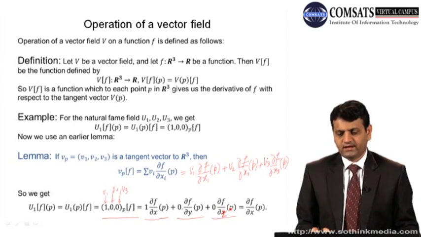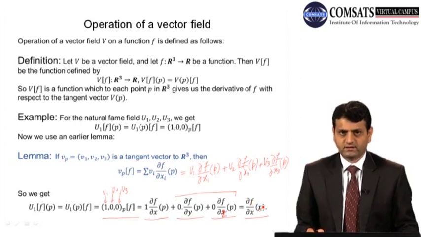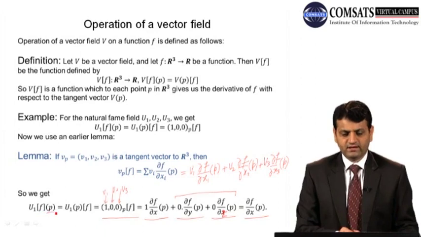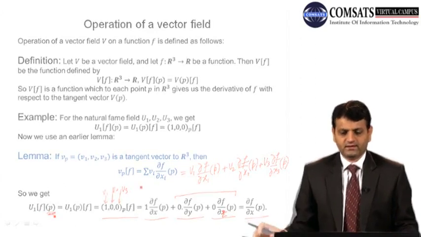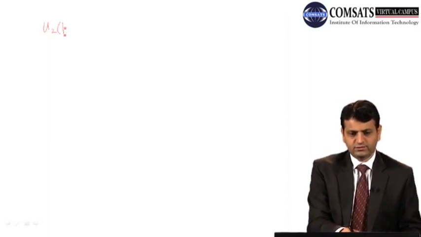at point P, which is equal to partial f by partial x at point P. So the two terms are 0, and at the end we just get the partial derivative of f with respect to x, and we evaluate that derivative at point P, and you will get u1 of f at that point P. Similarly, if you have the other basic vector field u2, how do we define u2?